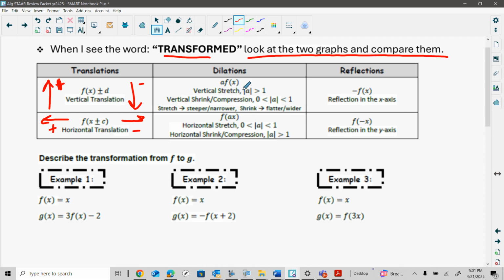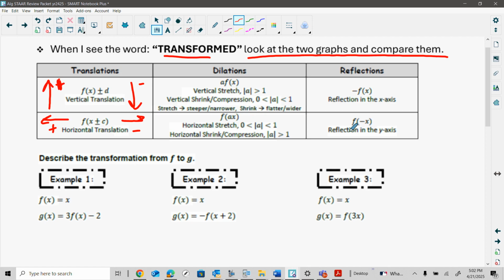Dilation: a vertical stretch is when this number in front, or your slope, is greater than 1. And a horizontal shrink or compression is when our number is inside the parentheses and it's between 0 and 1, a fraction or a decimal. So a stretch is steeper, narrower, and a compression is flatter. And then anytime I see a negative outside, it's reflecting over the x-axis, and if it's inside, it's reflecting over the y.